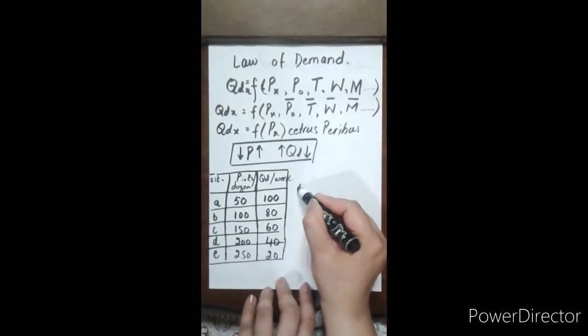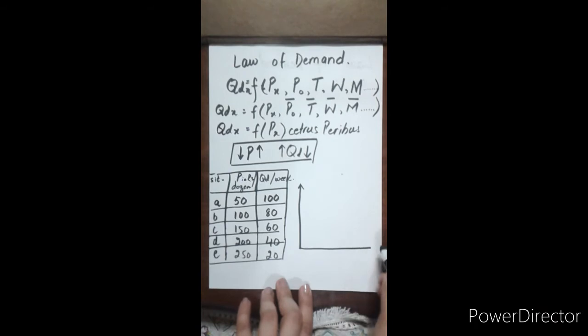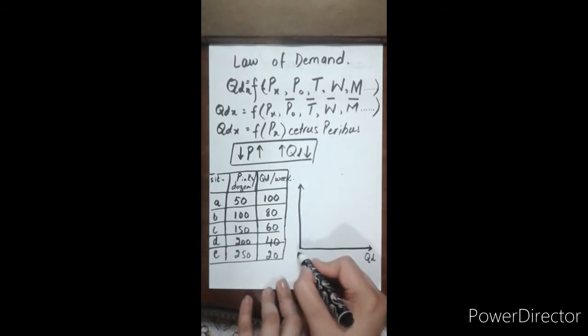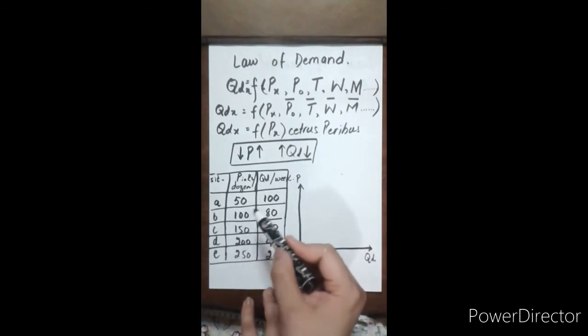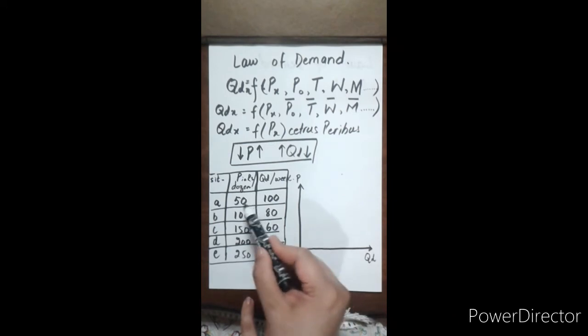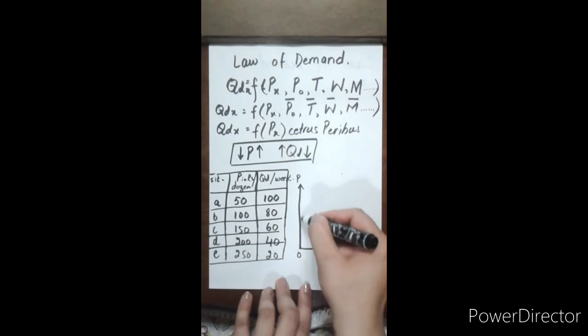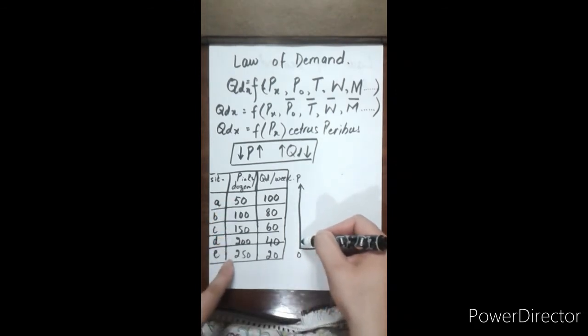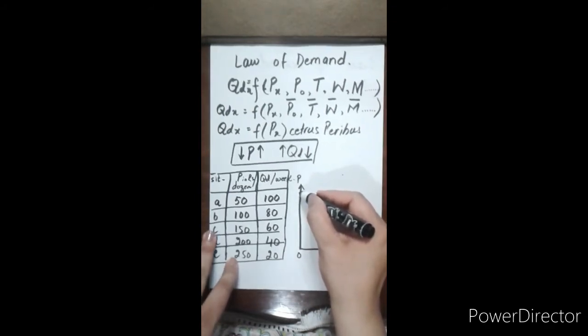And what do I do when I draw a graph? I need to have a y-axis and an x-axis. I will take quantity demanded on the x-axis, my origin, and price on the y-axis. Now when I'm drawing a graph, I have to take a scale. I have to look at the minimum and maximum values in both the variables. So over here 50 till 250 and 20 till 100. Since I'm taking price here and my maximum value of price goes to 250, my final value should be 250.